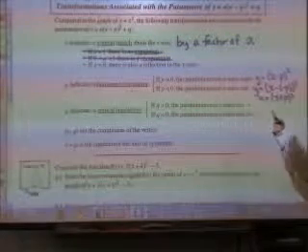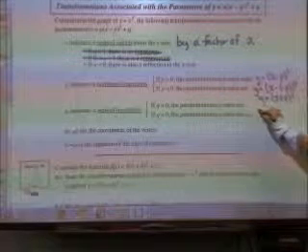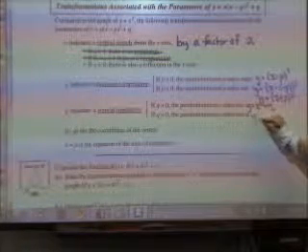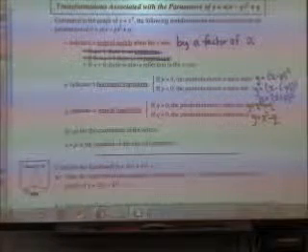Q indicates a vertical translation. When q is greater than 0, it moves up. So the way that looks on the graph is y equals x squared plus q. When q is less than 0, it moves down, because it would be x squared minus q. P and q represent the coordinates of the vertex. X equals p is the equation of the axis of symmetry.